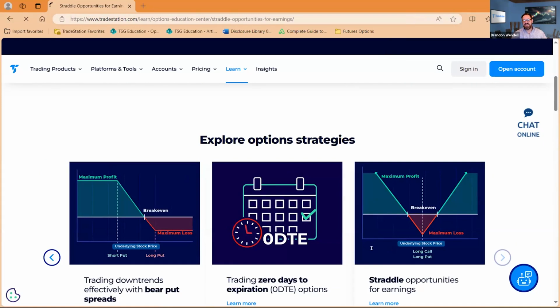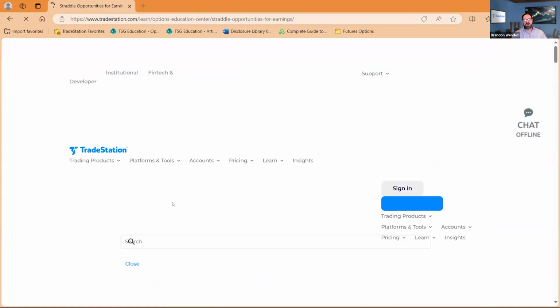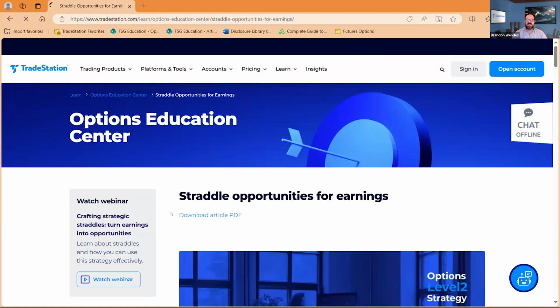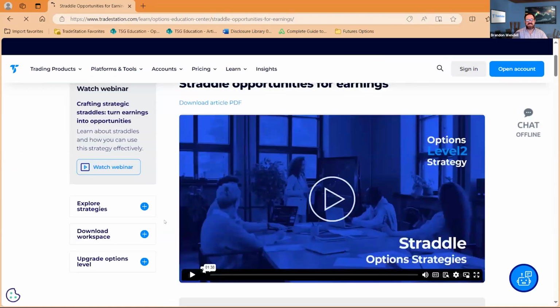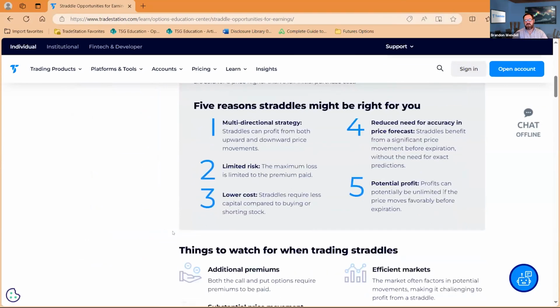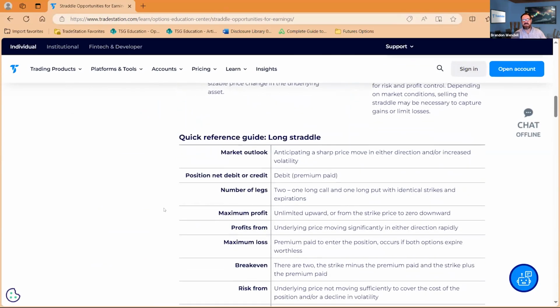And inside, like I said, there is a webinar on the strategy that teaches you about the strategy itself, as well as the workspace is downloadable. And there's an article you can go through as well. So plenty of information for you to help you learn those. Yeah, that's a lot of information.